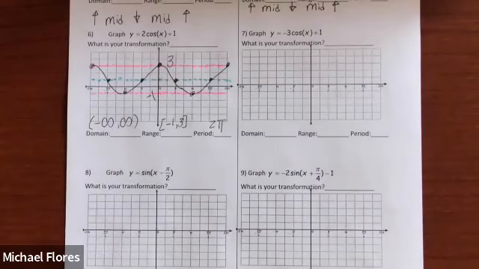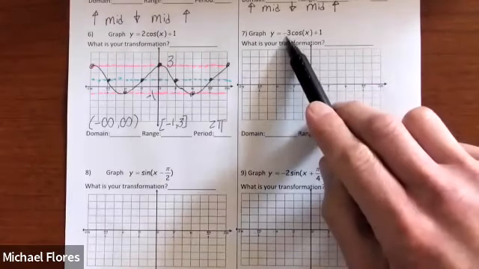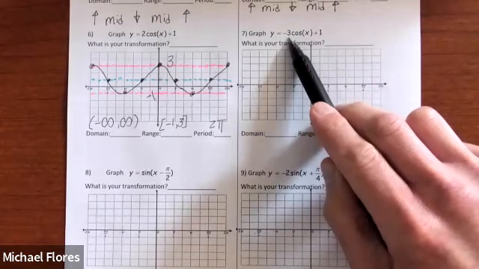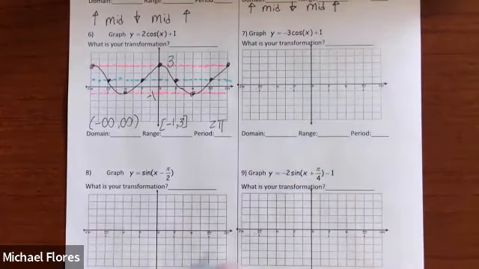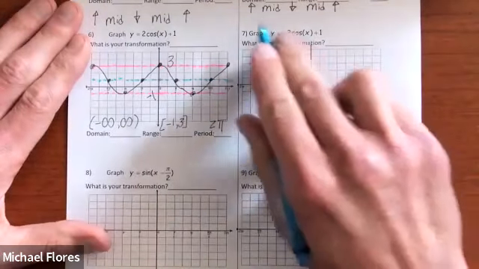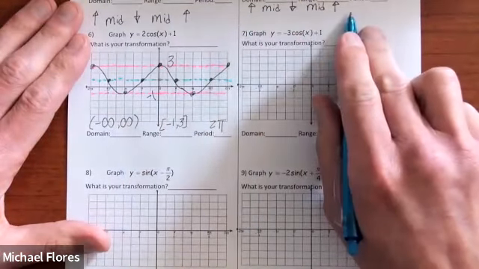Example 7, graph y equals -3 cosine of x plus 1. We have three transformations here. We have a reflection. We have an amplitude of 3, and we are shifting up 1. I'm going to take care of the reflection first, and the way I'm going to do that is I'm going to change the pattern here.